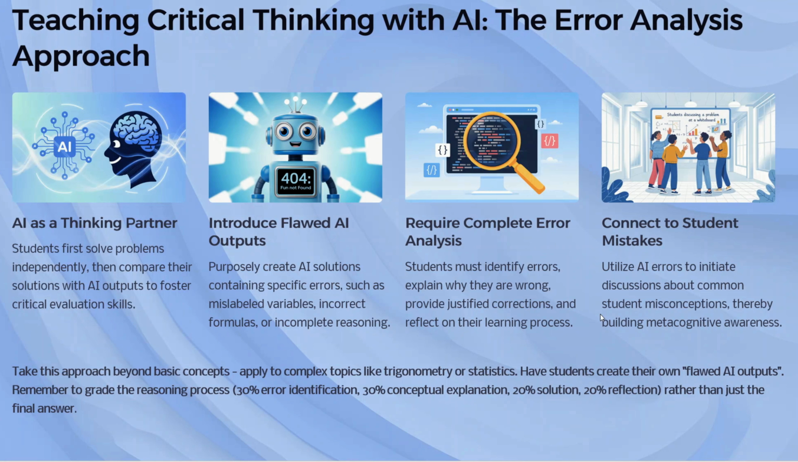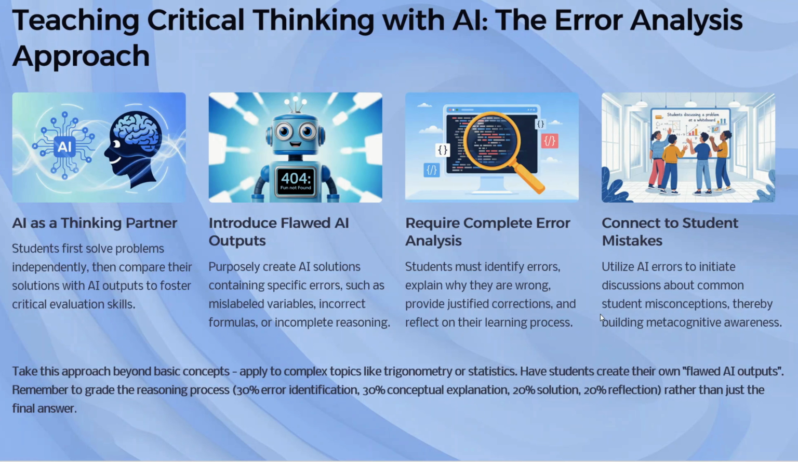Step six: you can have students create their own flawed AI outputs. An assignment idea would be to use AI to generate a solution, intentionally modify it to include a small but meaningful error, give it to a peer, and have them find it and fix it. Now, students are internalizing misconceptions so deeply that they can design around them. And that's high level thinking.